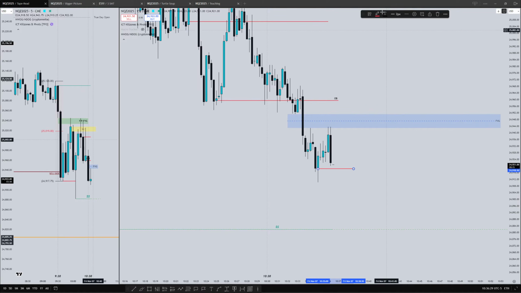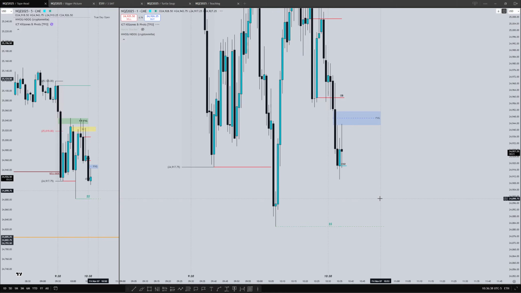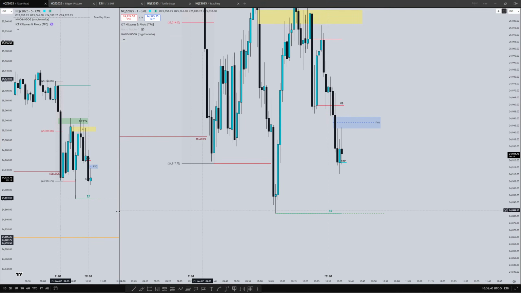So even in here, this could be a short-term scalping opportunity from this change in state of delivery down to the short-term swing low. And obviously it's post 10:30, so you have time dynamics starting to work in alignment as well.